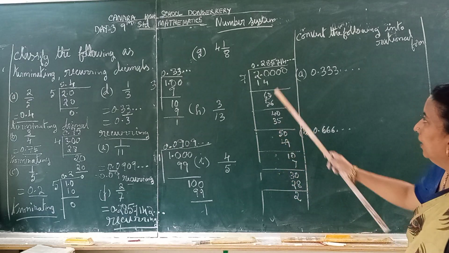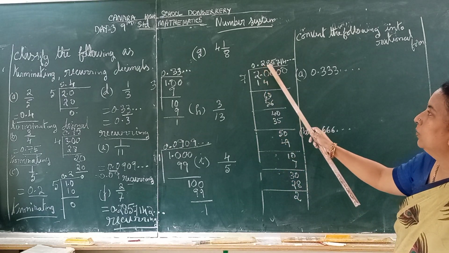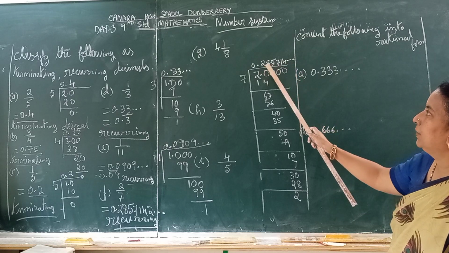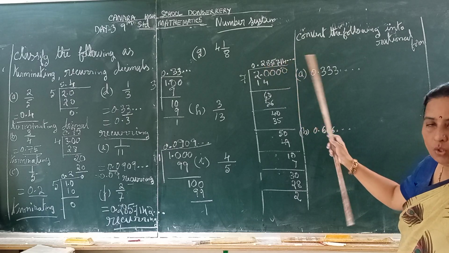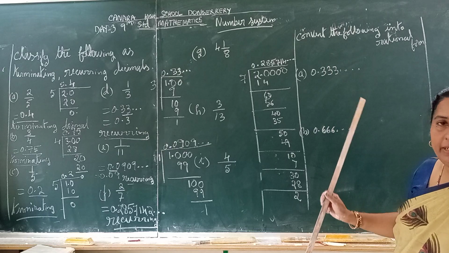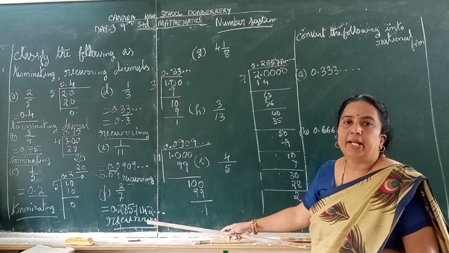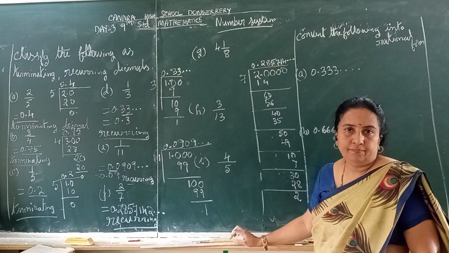Through lengthy division, we come to know 2, 8, 5, 7, 1, 4. Then again it repeats 2, 8, 5, 7, 1, 4. Repeating decimals. Therefore, it is also a recurring decimal.